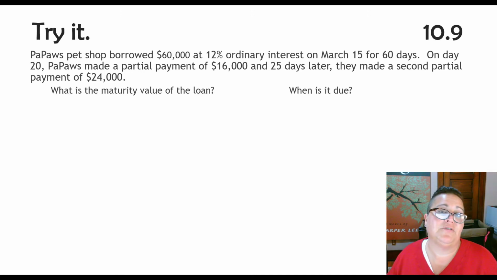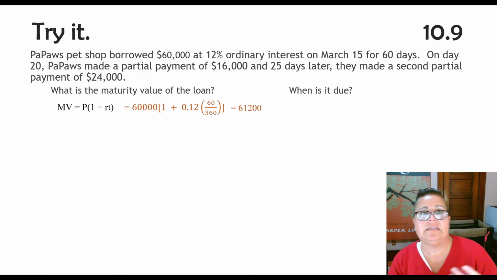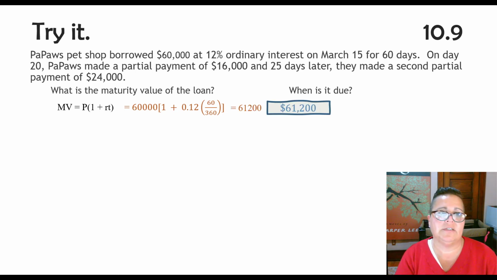So we're going to first find the maturity value of this loan, and we're going to calculate when this loan is due. Maturity value, if you recall, is the principal times 1 plus the rate times time. This is 60,000 times 1 plus 0.12 times 60 over 360 because it's a 60-day loan. This is $61,200. So the maturity value of this loan is $61,200.